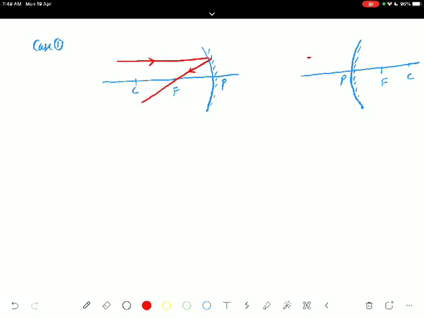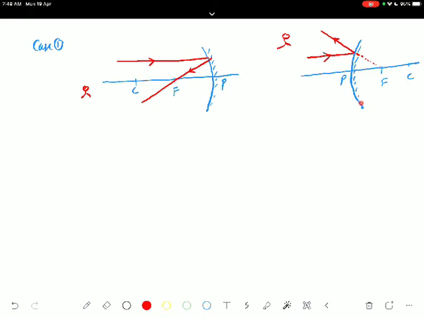And same case, ray parallel to principal axis. After reflection from the convex mirror, it appears to come from the principal focus. So we put a dotted line here after reflection. If you are standing on the left side, for you it appears to come from the point F. So this is the first case. You are on the left side. So first case is: ray parallel to principal axis after reflection passes through the focus in the case of concave mirror. Ray parallel to principal axis after reflection appears to come from the point F in the case of convex mirror. I think this is the first point.